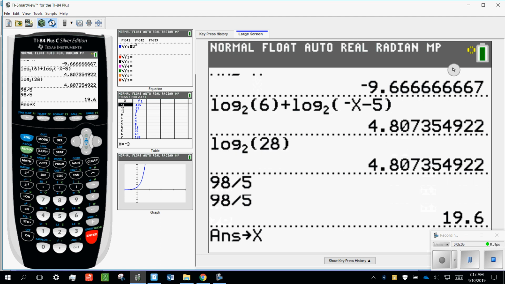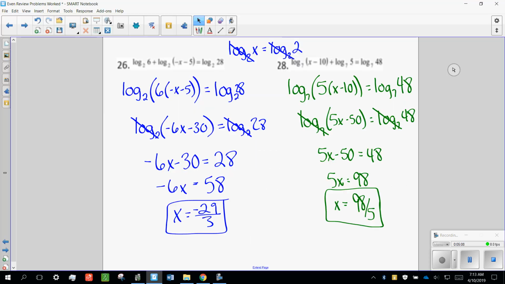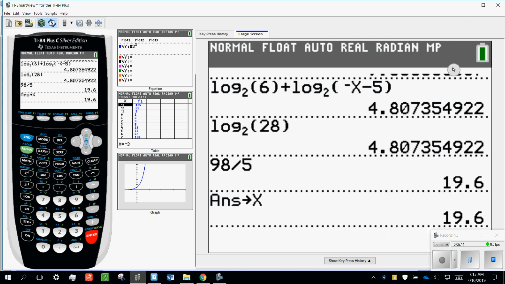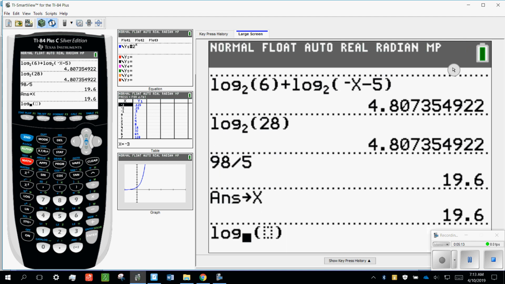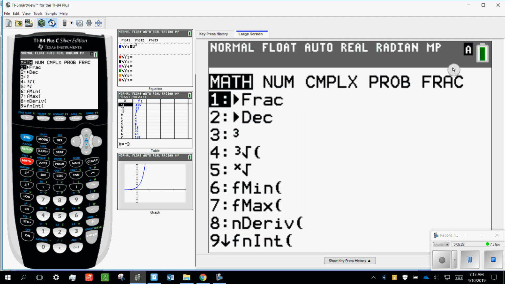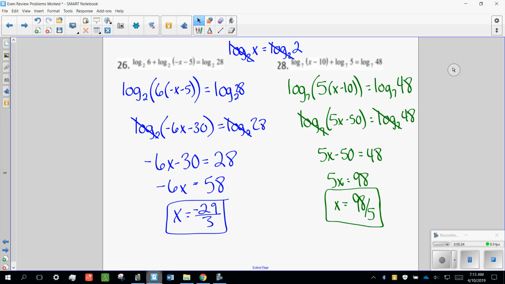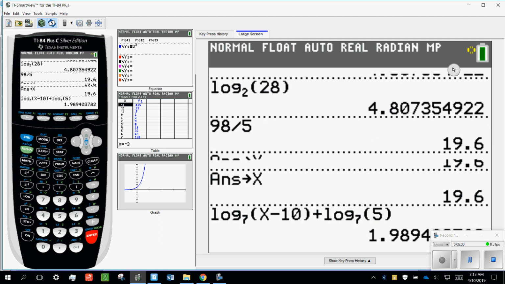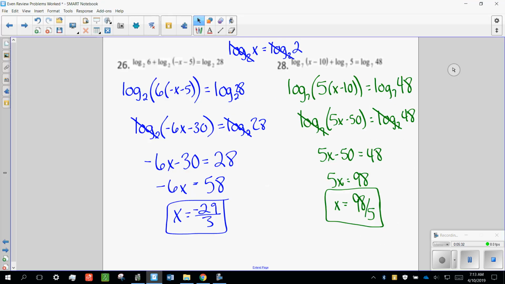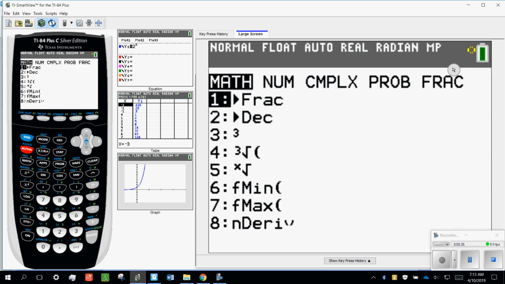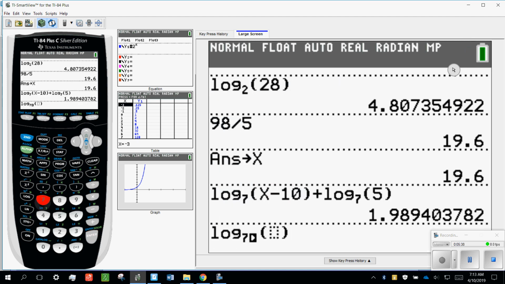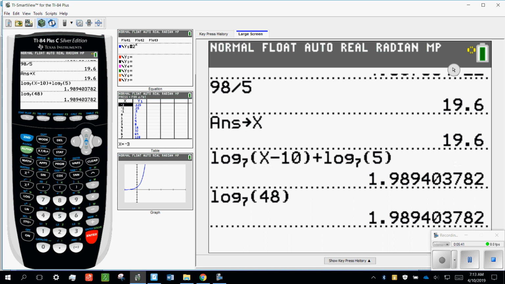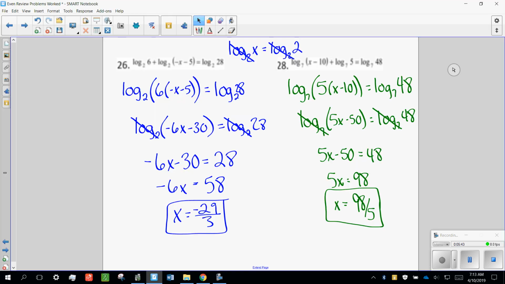So 98 over 5, I'm going to store that to x, and then I'll type in the left side, log base 7 of x minus 10 plus log base 7 of x minus 5. You get 1.99, and that should be equal to log base 7 of 48. And it is, so we can stop this video with all kinds of happiness.